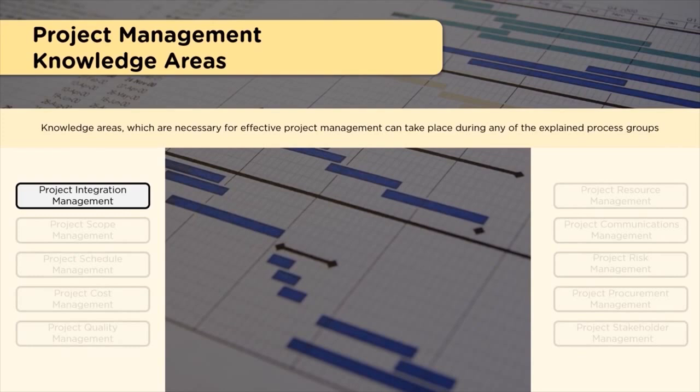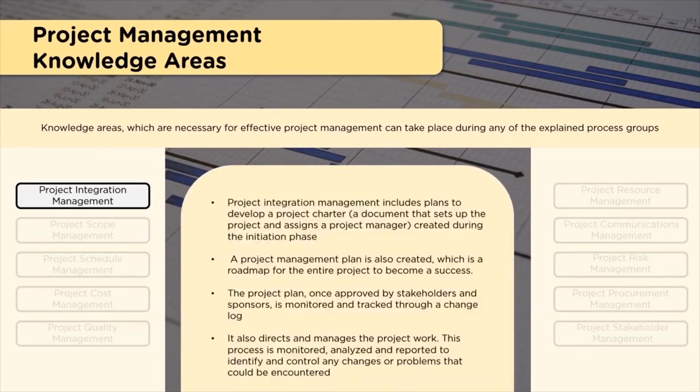So project integration management, what does it do? It basically includes plans to develop the project charter, a document that sets up the project and assigns the project manager, created during the initiation phase. A project management plan is also created, which is a roadmap for the entire project to become a success. The project plan, once approved by stakeholders and sponsor, is monitored and tracked through the change log. It also directs and manages the project work. This process is monitored, analyzed and reported to identify and control any changes or problems that could be encountered.